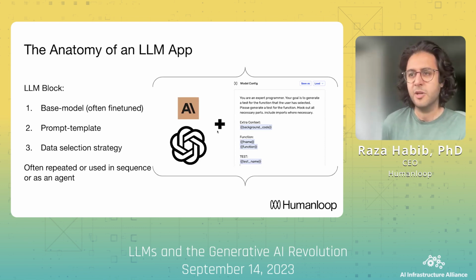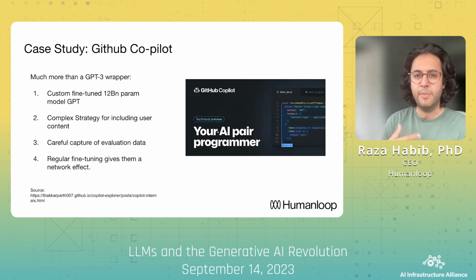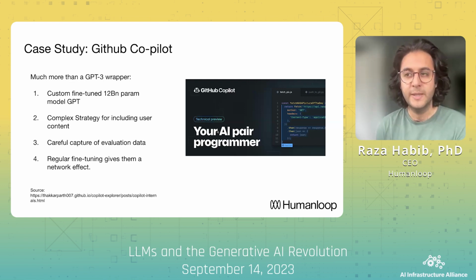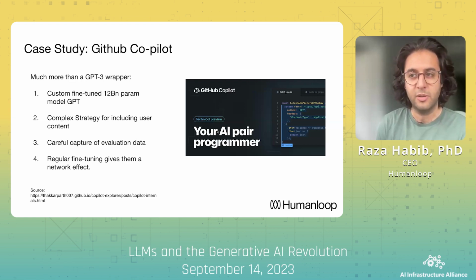And so in the case of GitHub Copilot specifically, the base model here was the OpenAI Codex model. That's a 12 billion parameter custom fine-tuned model. So it's significantly smaller than either GPT-3 or GPT-4. And that is a deliberate choice in this specific instance because it has to have low latency. They have quite a complex strategy for how they build their prompt template and include user content within it.